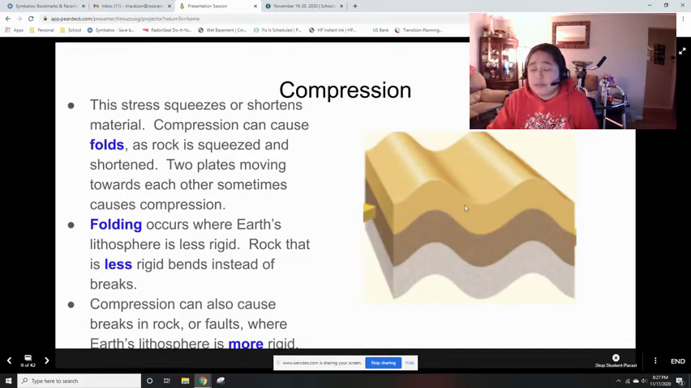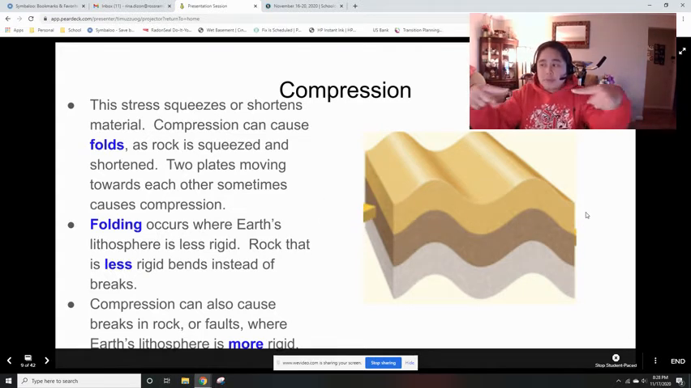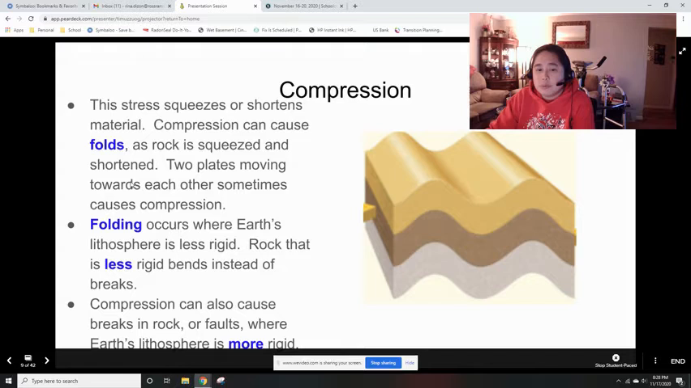Okay, so as you can see with compression, if you drew an arrow, which I want you to draw, an arrow going this direction and an arrow pointing like this, they're going to be pushing toward each other. So this stress squeezes or shortens material. Compression can cause folds. So if you look at this, the rock actually looks wavy. That's considered a fold. This occurs when two plates moving toward each other cause compression. So if you have one plate moving toward another plate, you're going to compress the two plates together.